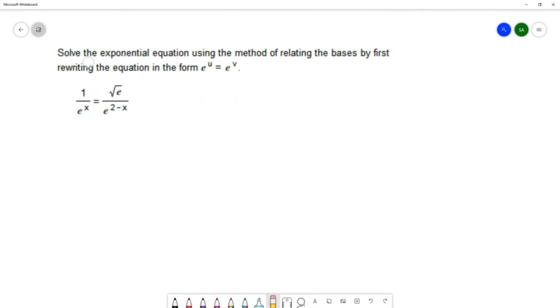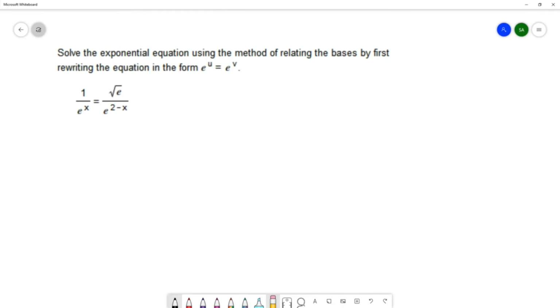On this question, we want to solve the exponential equation using the method of relating the bases by first rewriting the equation in the form e to the u equals e to the v. The equation that we want to solve is 1 over e to the x equals the square root of e over e to the 2 minus x. The method that we're going to be using is called relating the bases, and as stated in the directions, we first want to rewrite the equation in this format.